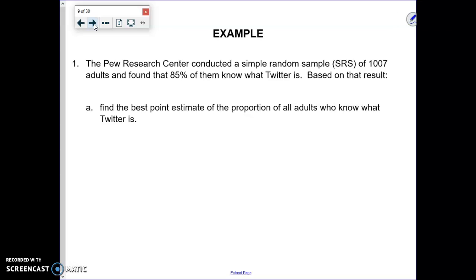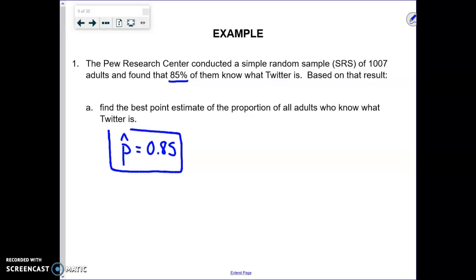Well, remember, the best point estimate for a population proportion is the sample proportion. In this case, it does say right here, 85% of those 1,007 sampled adults know what Twitter is. So we're not going to write it as a percent. We're going to write it as a value between 0 and 1. So the best point estimate would be the sample proportion that we got from our simple random sample, 0.85. Not too difficult.